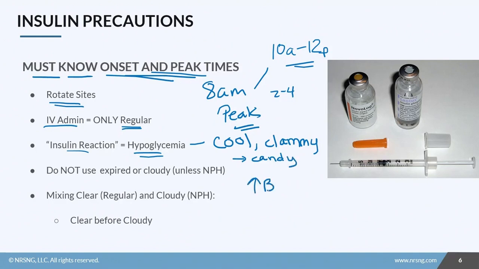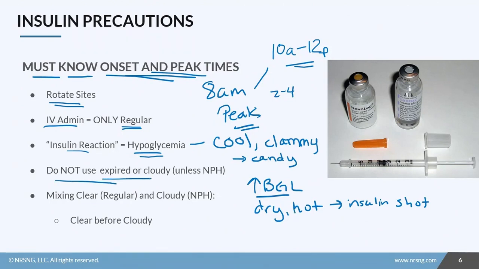In terms of hyperglycemia, the way to remember that is dry and hot, insulin shot. Okay, dry and hot, give them a shot. Cool and clammy, give them candy. Don't ever use expired or cloudy insulin unless it's meant to be cloudy, like NPH. Now, also make sure that you know how to mix clear and cloudy. Remember, it's always clear before cloudy.